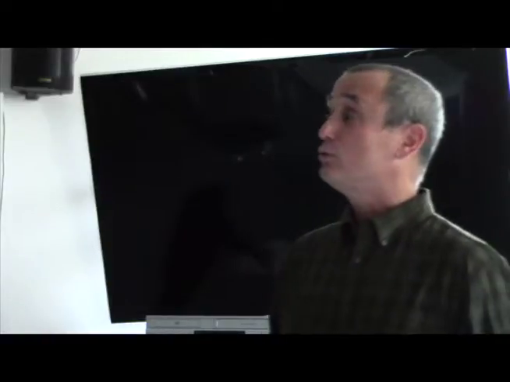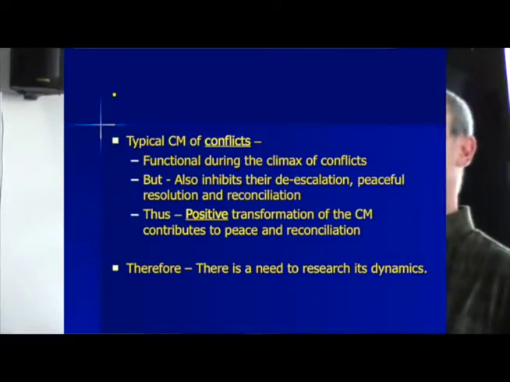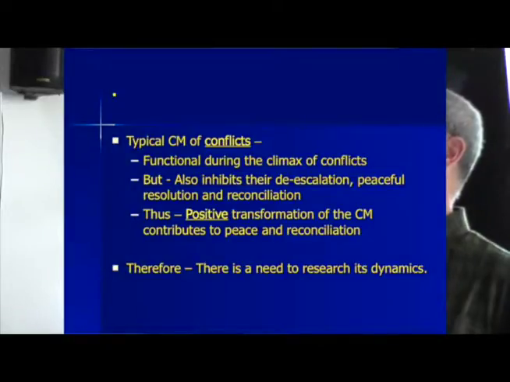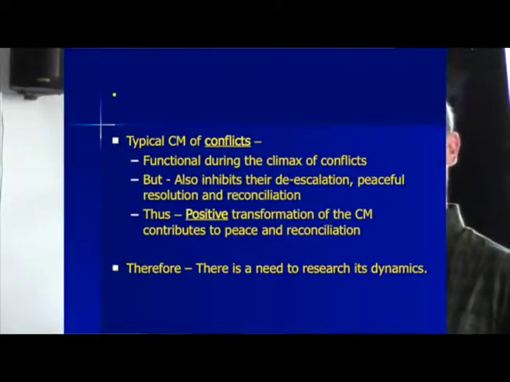Thus, positive transformation of collective memory, meaning that the collective memory will not be so biased and unrealistic in favor of the in-group, of course when there is a factual basis for this, and usually there is such a factual basis, such positive transformation contributes to peace and reconciliation. And therefore, this leads to the importance of the research of collective memory and its dynamics.